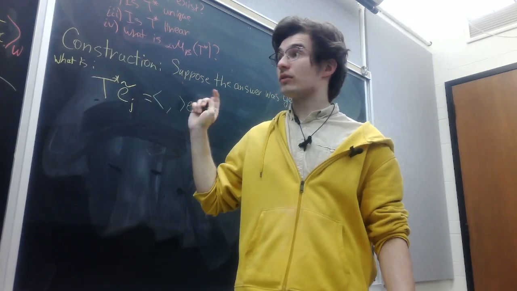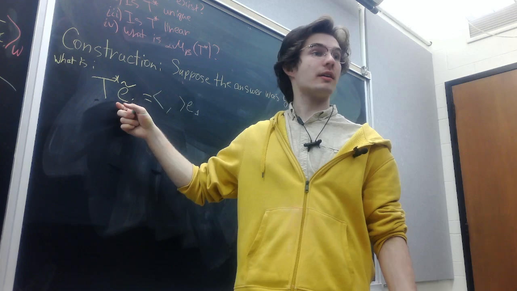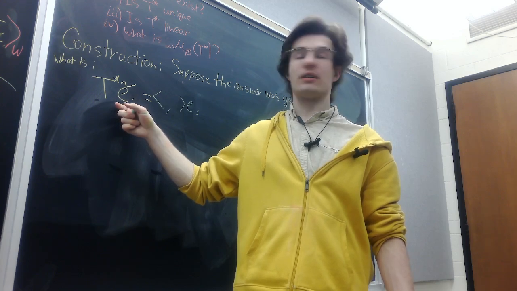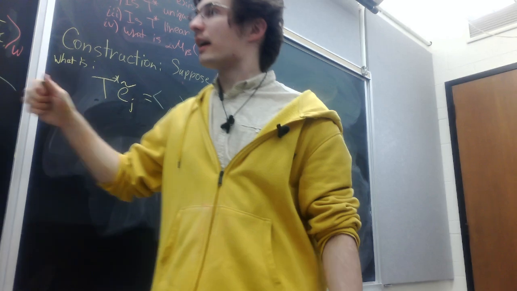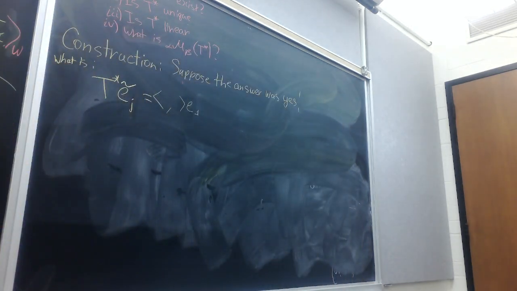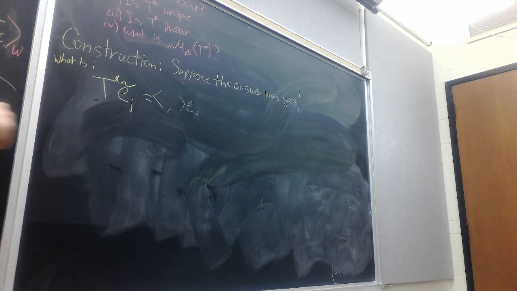Okay. Also, the other thing is TEJ is some vector in where? It's in V. Yes, it's in V. It's some vector in V. And so if it's some vector in V, then I should be able to just use this. Yeah, so that's where this came from.